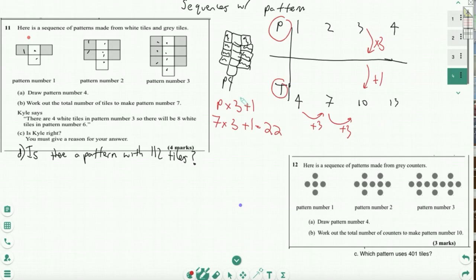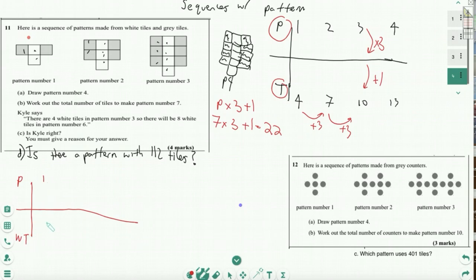Kyle says there are 4 white tiles in pattern 3, so there will be 8 white tiles in pattern 6. All right, well, we could do this. We could organize our information by drawing another table.